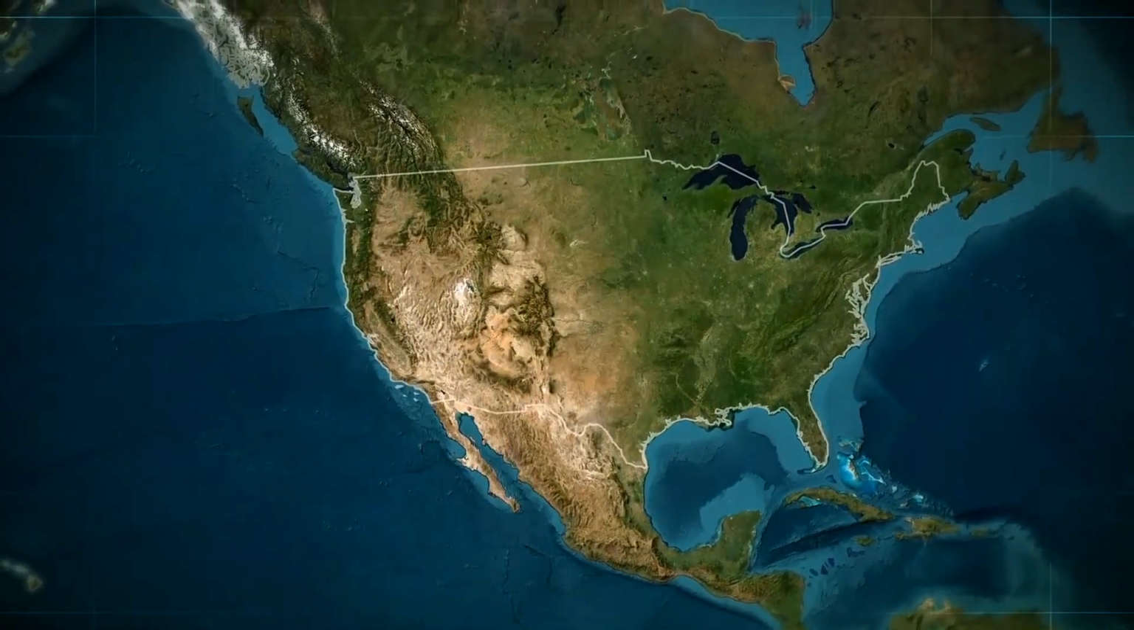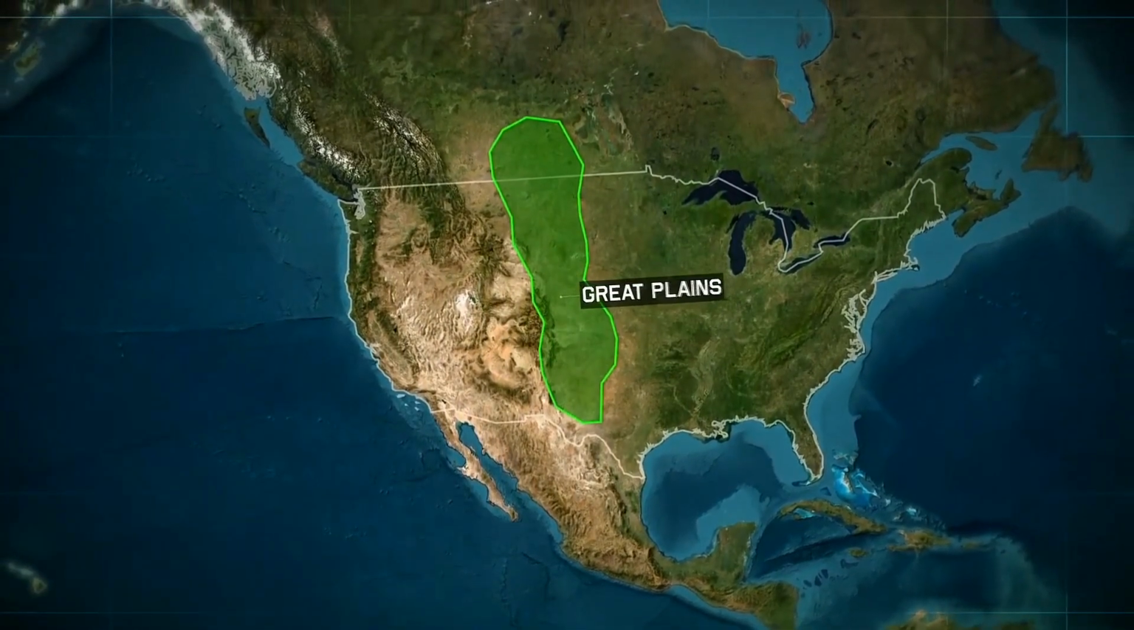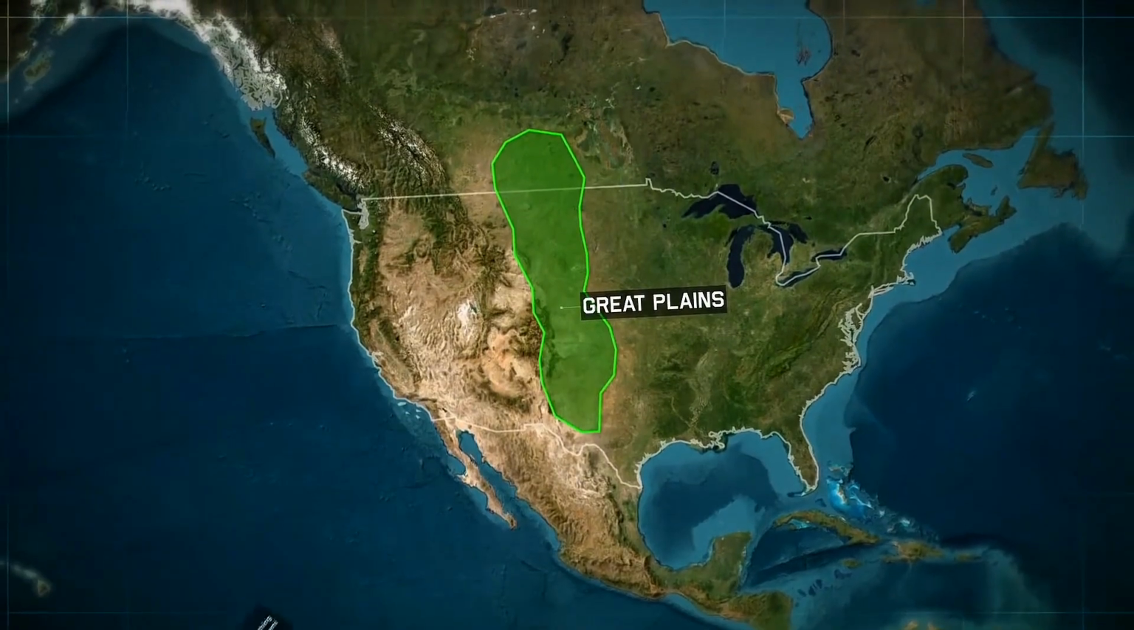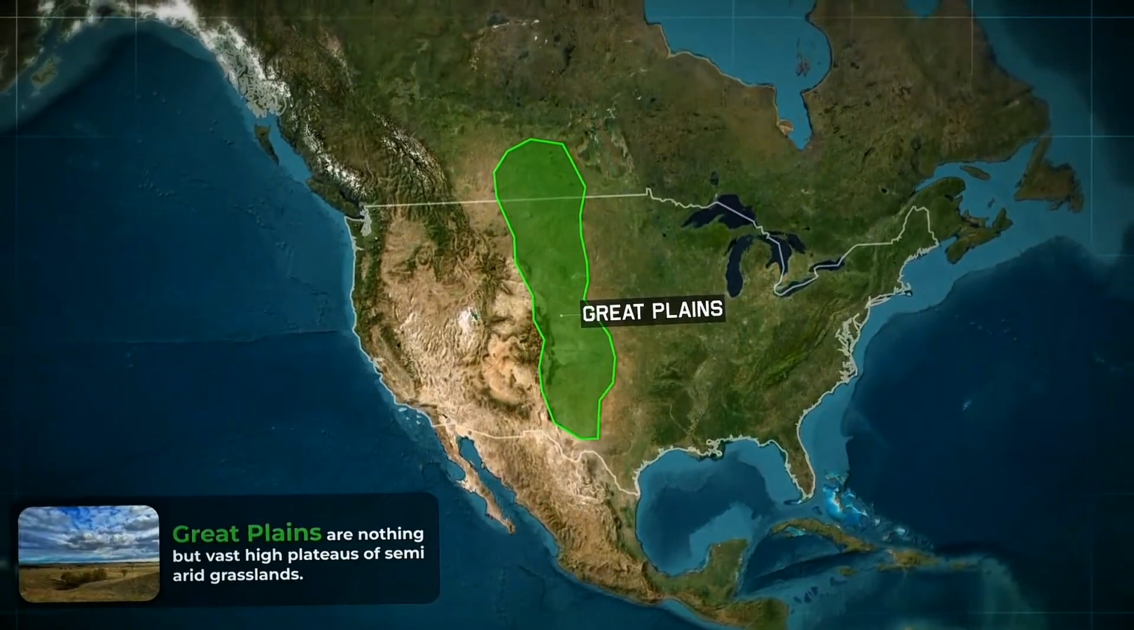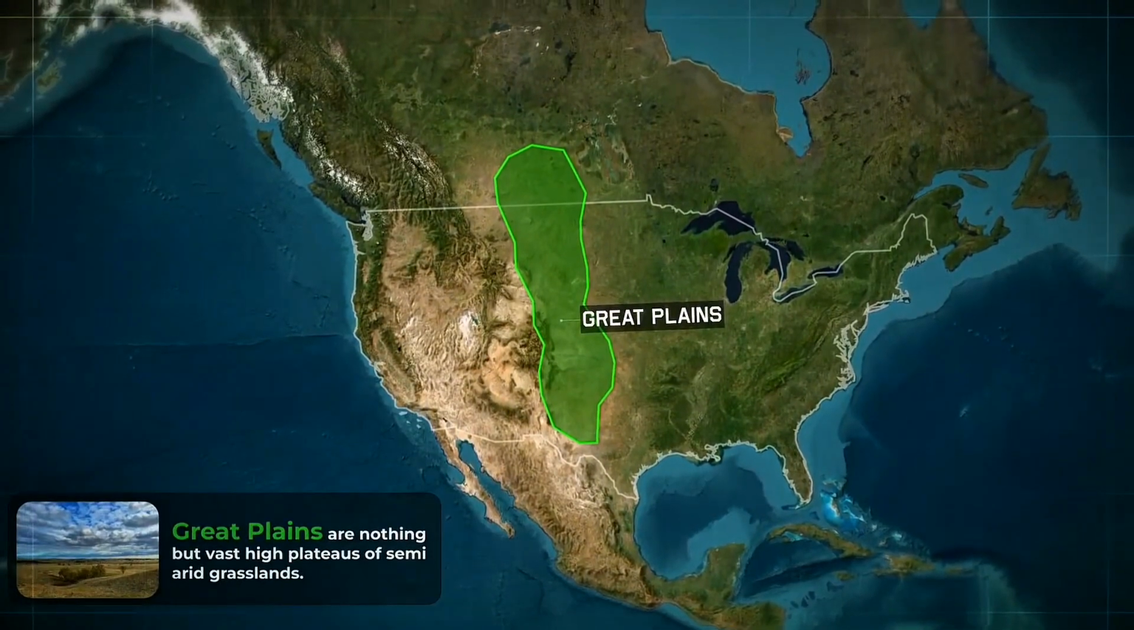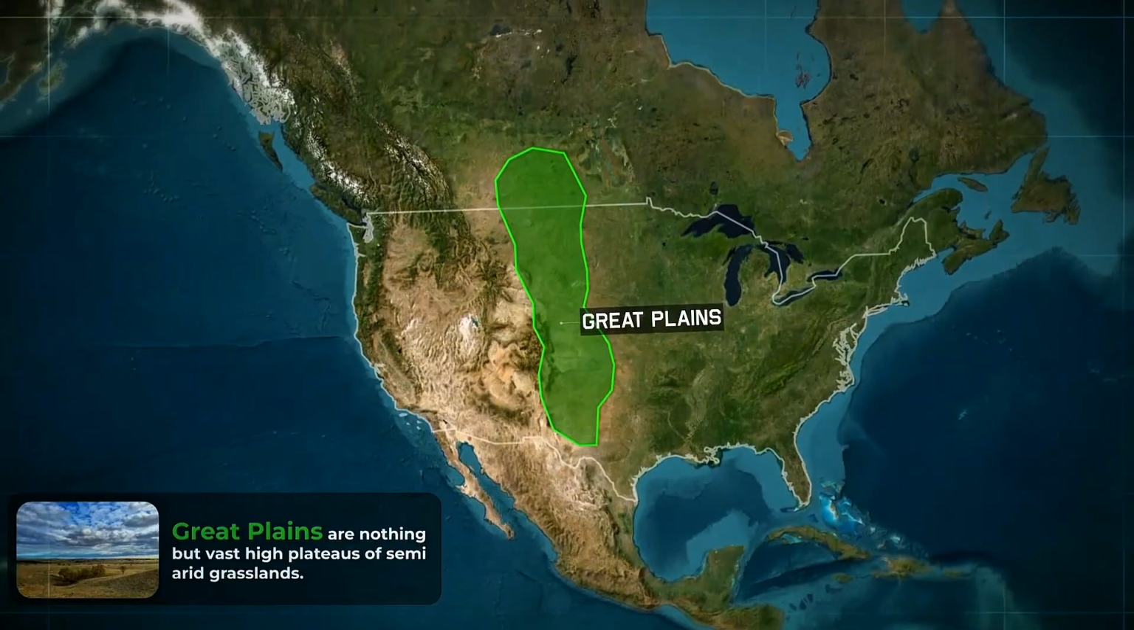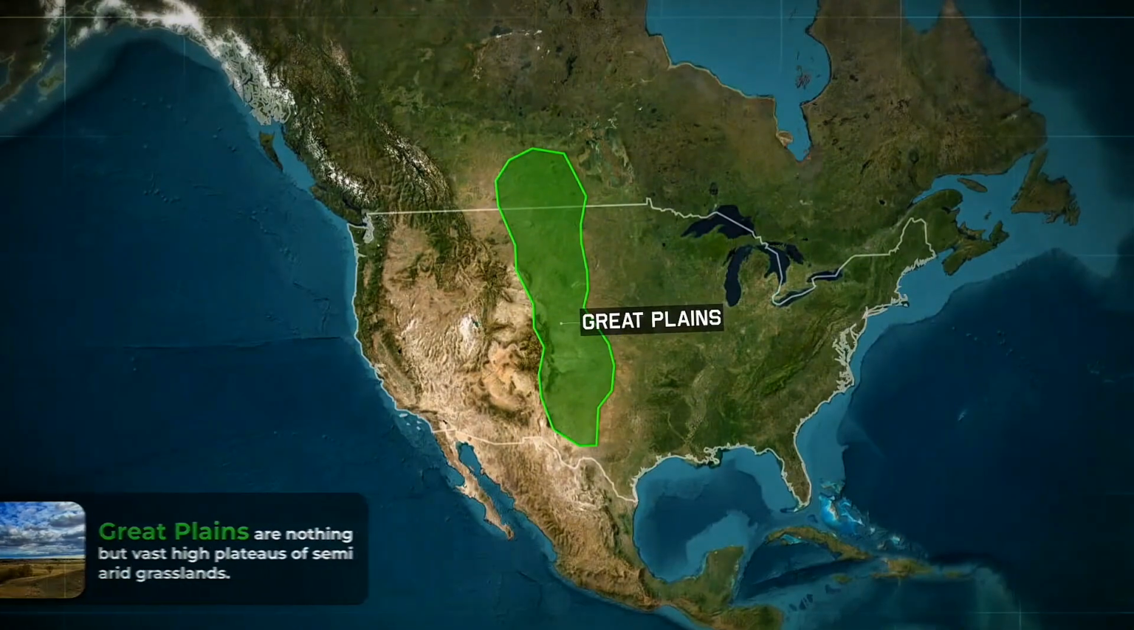Moving west up the interior plain, the land gradually rises towards the Rocky Mountains. The grasslands in this area are known as the Great Plains. In other words, the Great Plains are nothing but vast high plateaus of semi-arid grassland.